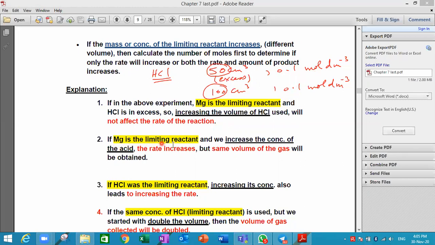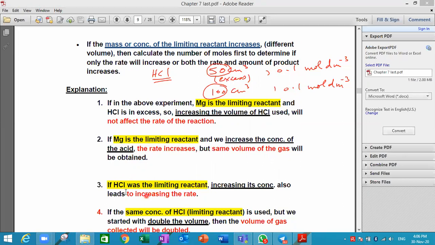But if the magnesium is the limiting reactant and we increase the concentration of the acid, what will happen to the rate? It increases. Yes, it will increase, but we will get the same volume of hydrogen gas because magnesium was the limiting reactant. Would the question tell us which one was the limiting reactant? No, you will figure it out. If it says excess HCl, this means that the other reactant is the limiting reactant.